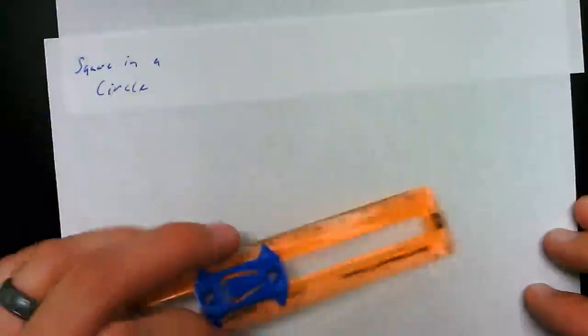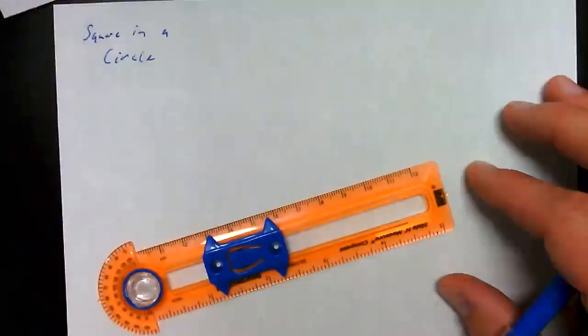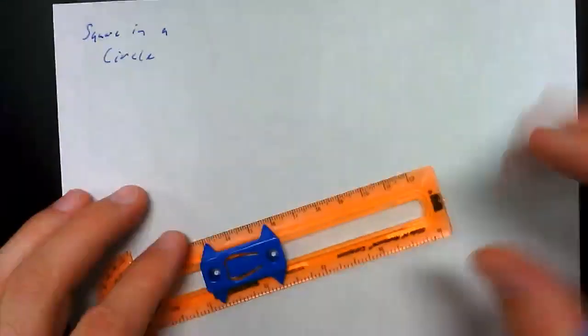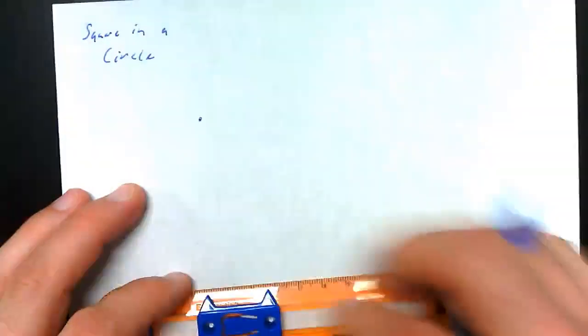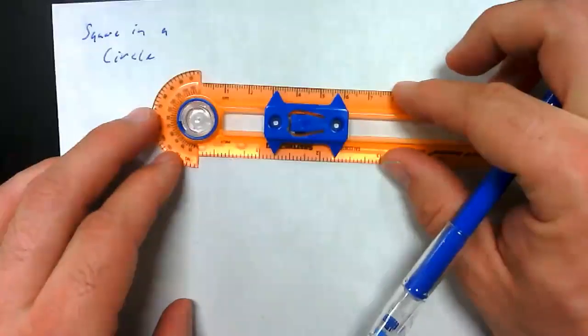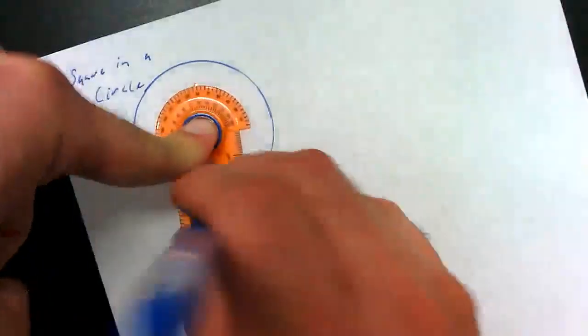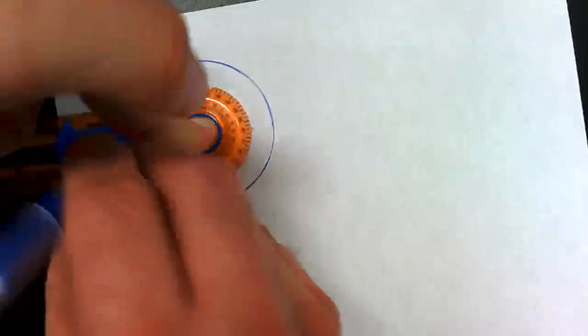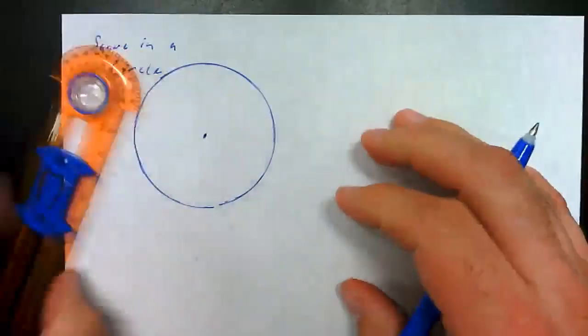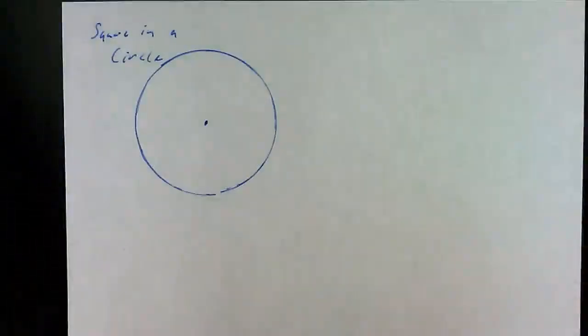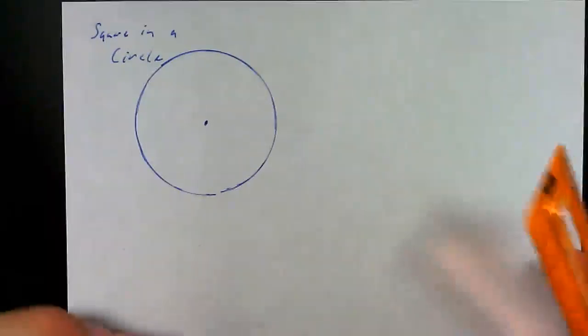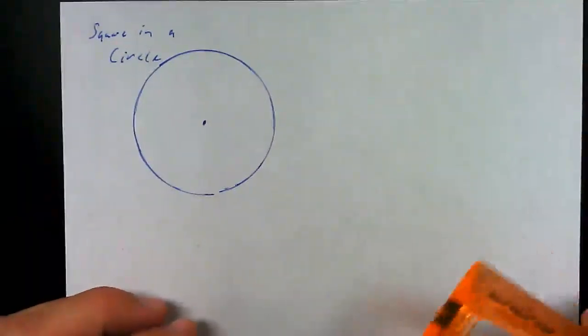So, again, I'll do this one twice. So, let me move this one out of the way. We're going to start off with a point. We're going to draw a circle around that point. Make sure it doesn't run into my words over there. Now, we can do this a couple different ways with a square.